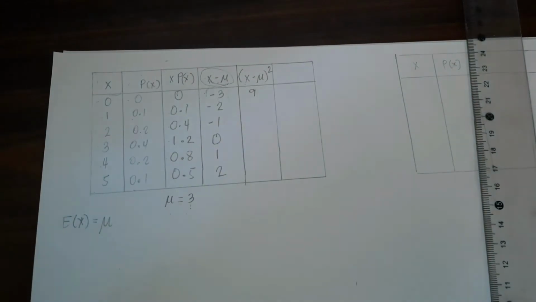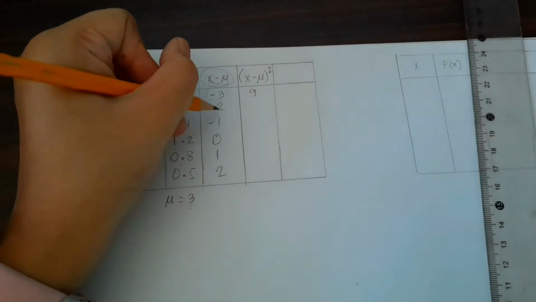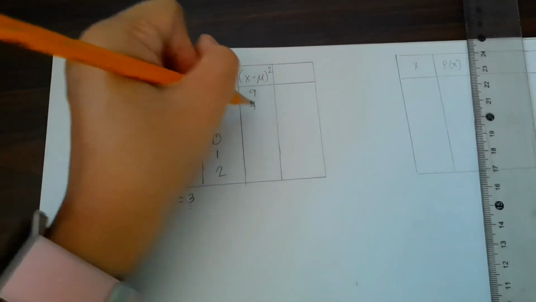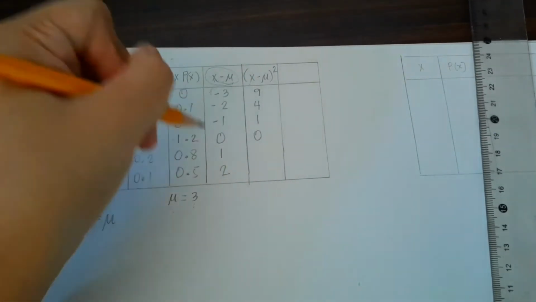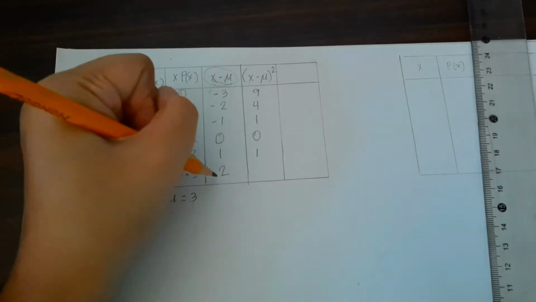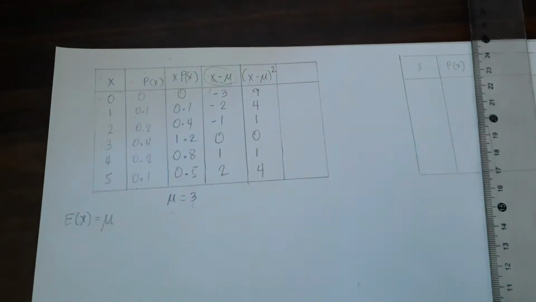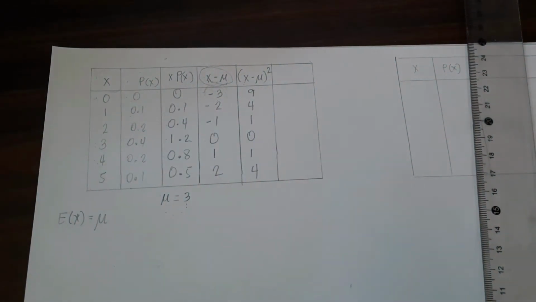Take note, when you multiply or when you square a negative number, the answer will always be positive. So, negative 2 squared is equal to positive 4. Negative 1 squared is equal to positive 1. 0 squared is equal to 0. 1 squared is equal to 1. And 2 squared is equal to 4. Ayan. So, we have now the x minus mean squared. So, next natin is step 3.